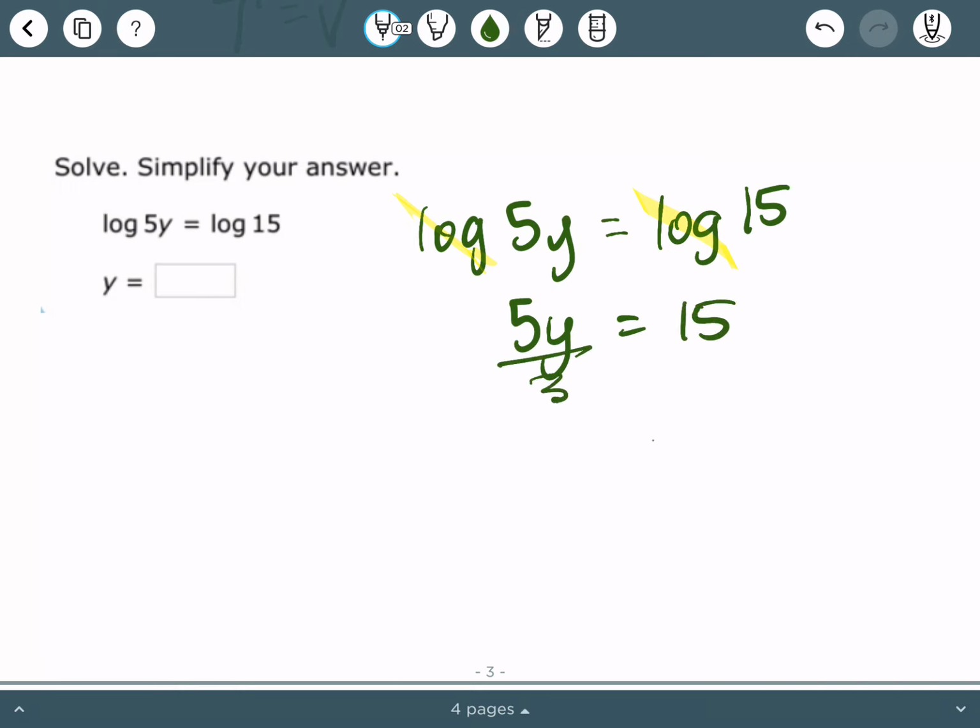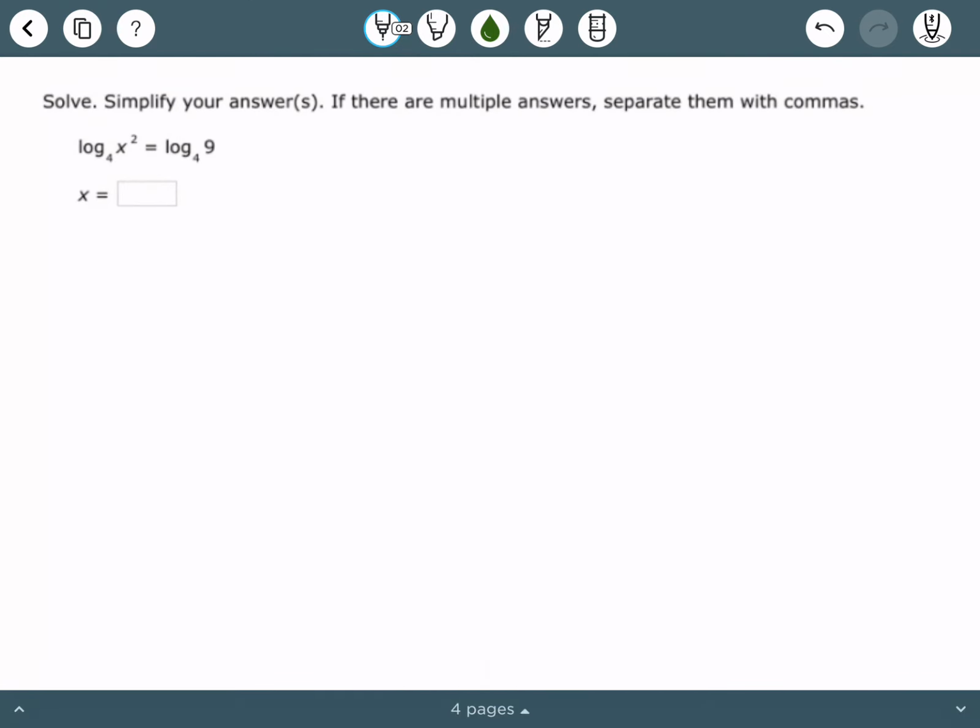We want to get y by itself. Divide by 5. We get y equals 3. So we have y equals 3. Our last problem changes the directions just a little bit. It's the same thing, solve and simplify, but then if there are multiple answers, we're going to separate them with commas.